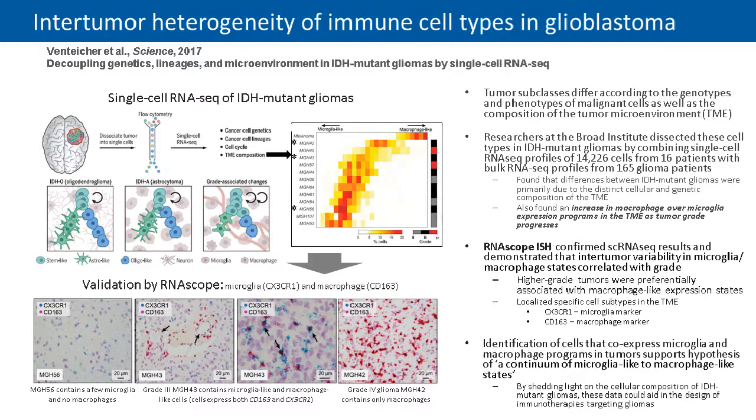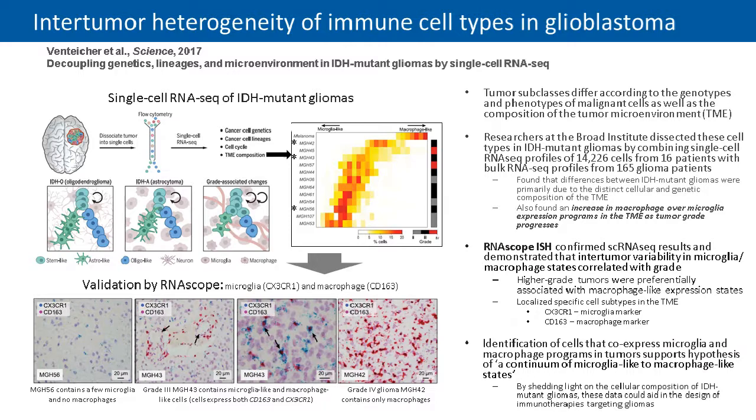Now, single cell profiling has been widely applied to interrogate the highly heterogeneous tumor microenvironment. Tumor subclasses differ according to the genotypes and phenotypes of malignant cells, as well as the composition of the tumor microenvironment. Researchers from Aviv Regev's lab at the Broad Institute dissected these cell types in IDH mutant gliomas by combining single-cell RNA sequencing profiles of more than 14,000 cells from 16 patients with bulk RNA-seq profiles from 165 glioma patients.